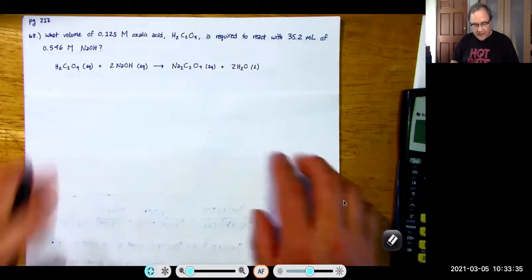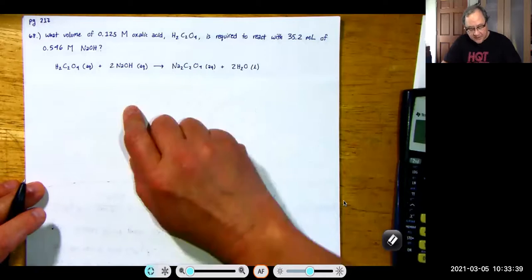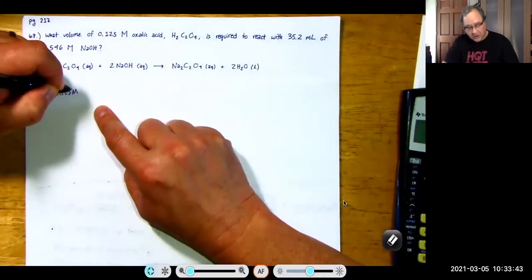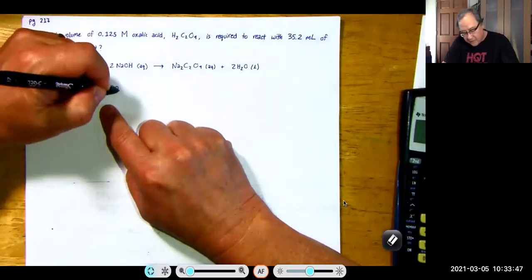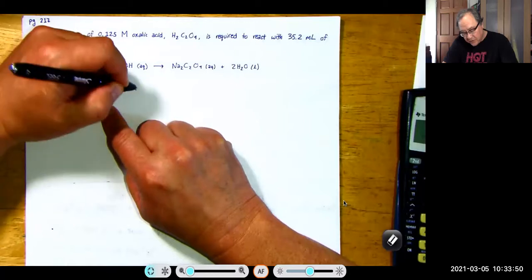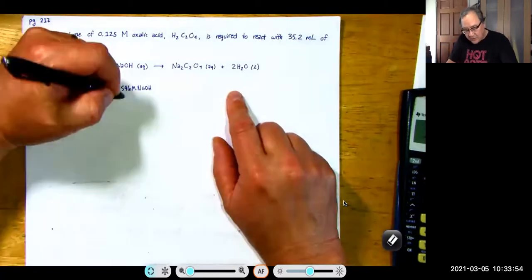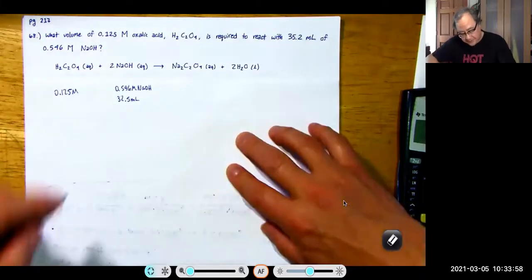So here we have the reaction, and I'm going to write a little bit of stuff under this reaction. We basically have 0.125 molar oxalic acid. We have 0.546 molar sodium hydroxide, and we have 32.5 milliliters of that sodium hydroxide solution.